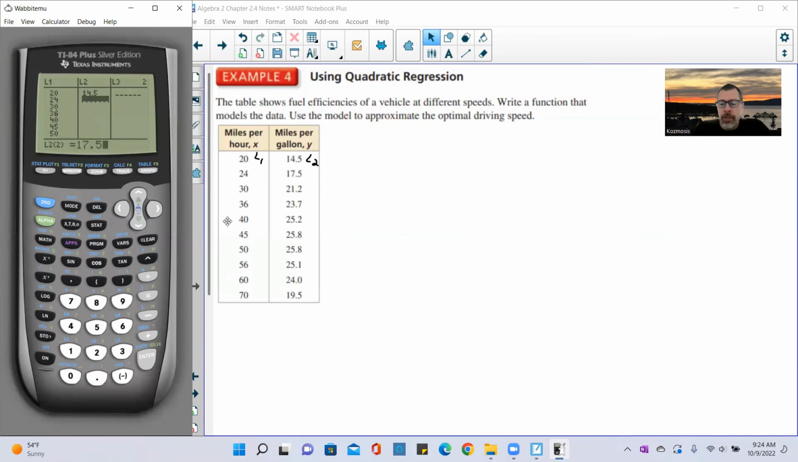17.5, 21.2, 23.7, 25.2, 25.8, again 25.8, 25.1, 24, and 19.5.